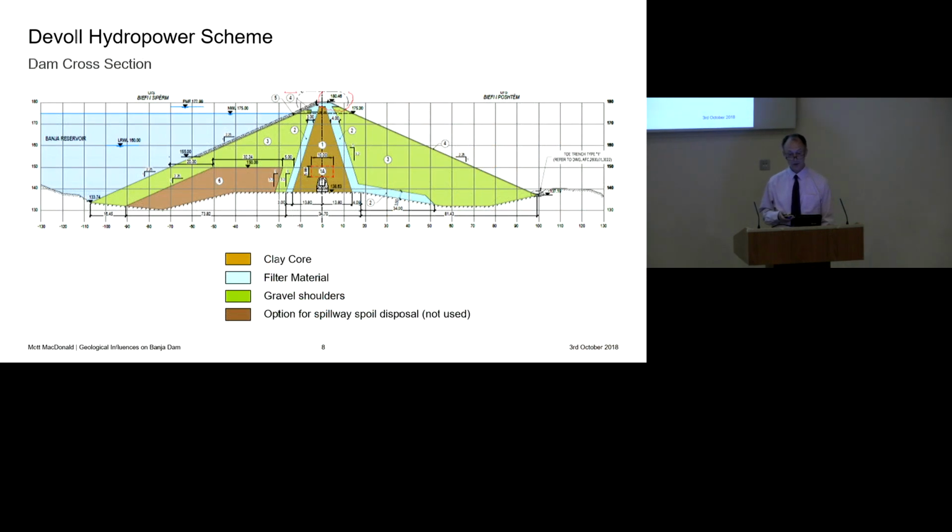Just a cross-section through the dam so you know what the overall project was trying to construct, although I was less involved in this. It's a conventional gravel-shouldered clay core embankment dam. So you can see a clay core in the middle, filter layers either side of the clay core, and gravel shoulders. At one point, there was a thought to use part of the dam volume to dispose of some spoil that was coming out of the spillway excavation. But in the end, really because of programming issues, that option was not taken up.